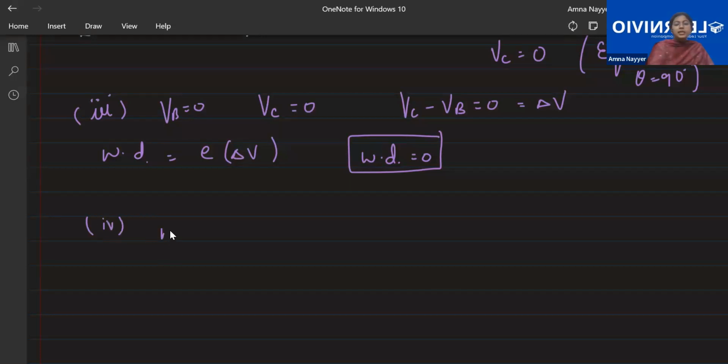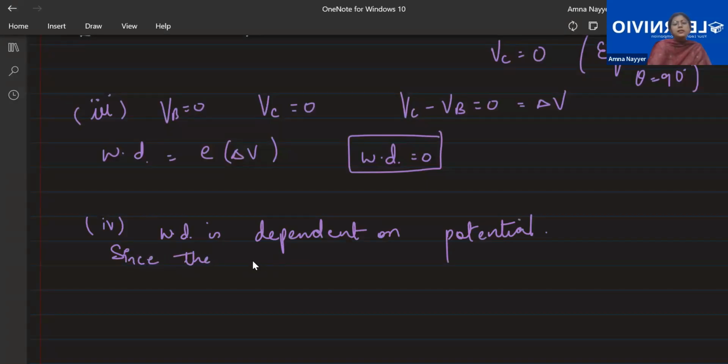So work done is actually dependent on potential, since the potential difference is 0.